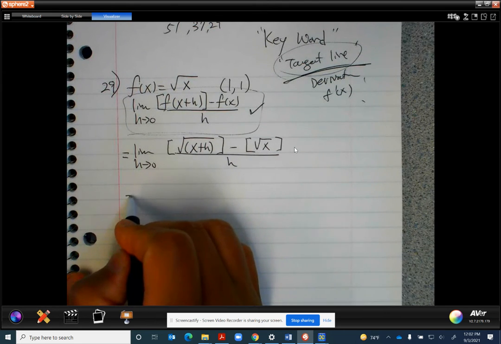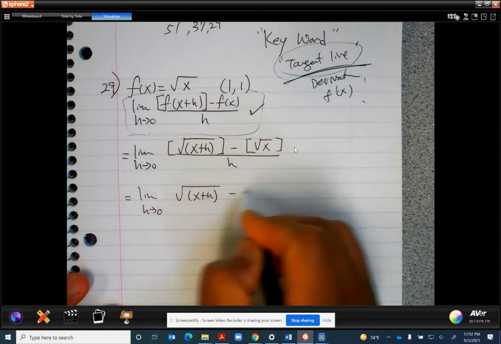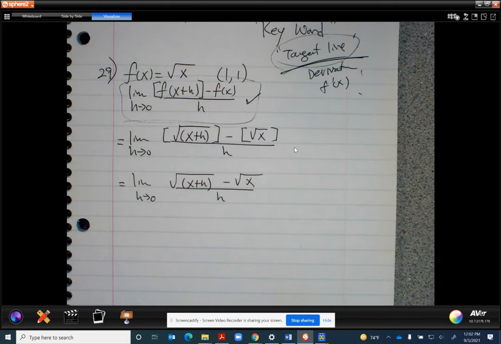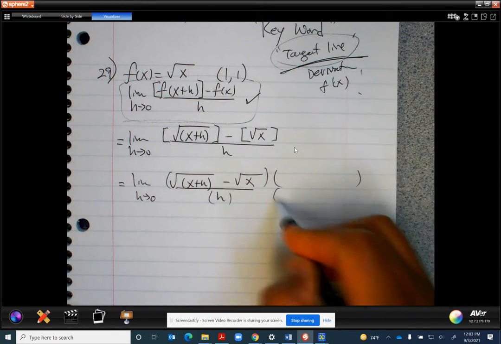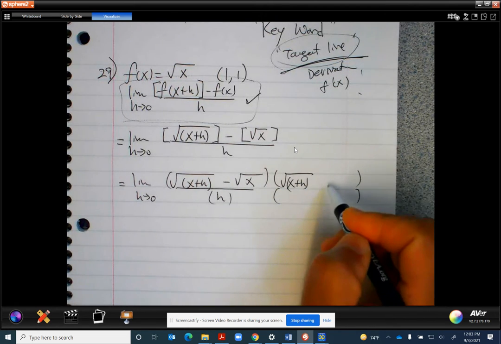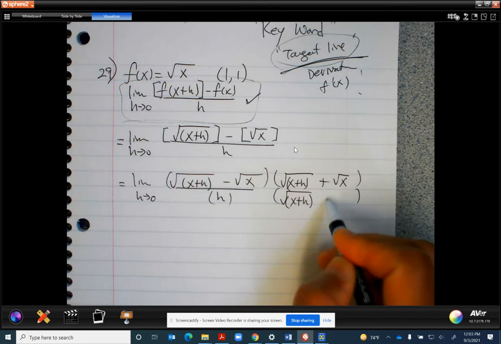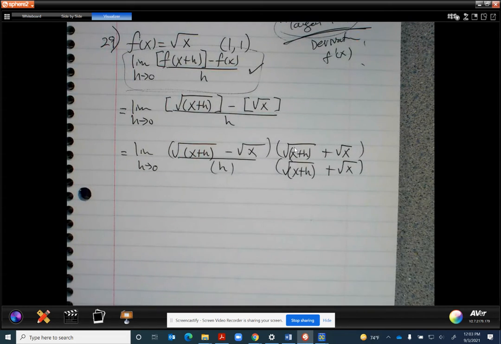So I have limit h goes to 0, square root of x plus h minus square root of x all over h. Can I use direct substitution? No. So you help me. What do I need to do? I need to multiply by the conjugate. What is your conjugate? You multiply top and bottom by square root of x plus h plus square root of x. There it is. Again, don't copy. Just follow along, and then tell me each step.